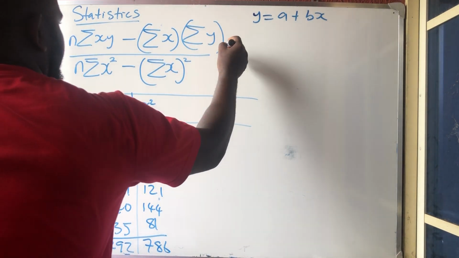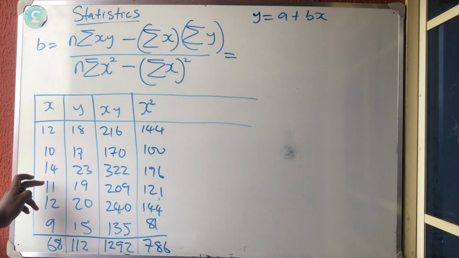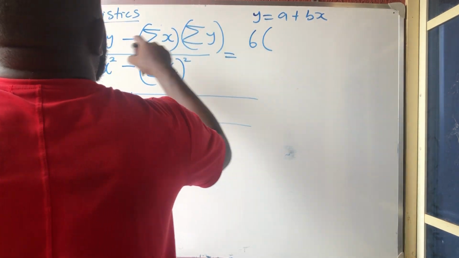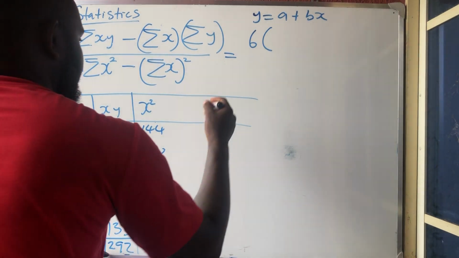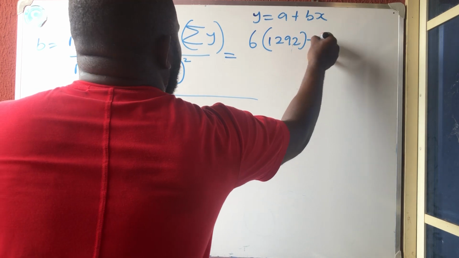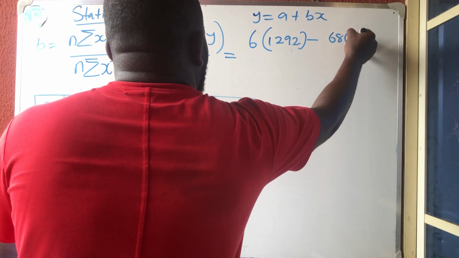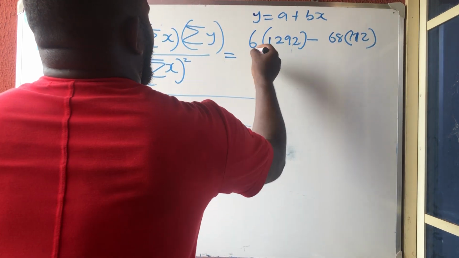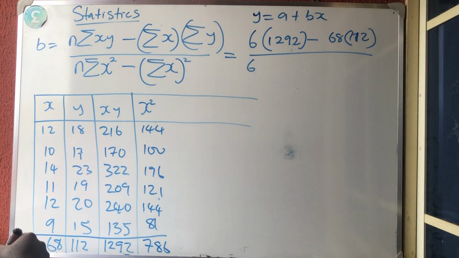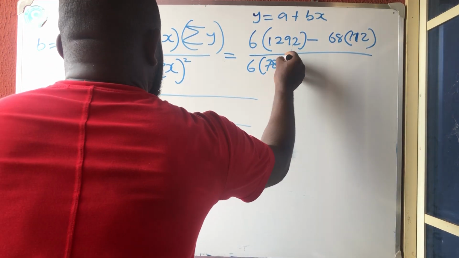So then you put it in your formula. You're having n, summation this. N is the number, how many they are? 1, 2, 3, 4, 5, 6. So my n there is 6. So I'm having 6 times summation xy. Summation xy gave me 1292, minus summation x, which gave me 68, times 112, all over n again, 6, summation x squared, which gave me 786.